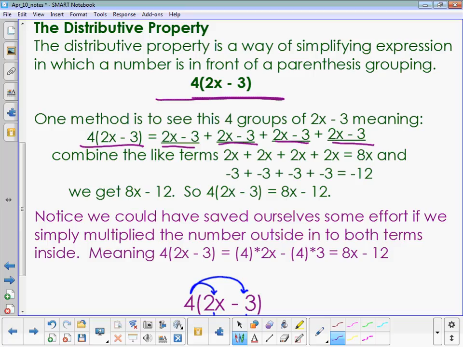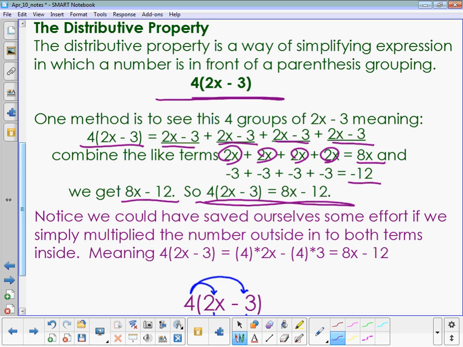Now I combine my like terms. I've got 4 of the 2x's, 2x plus 2x plus 2x plus 2x, so 2 plus 2 plus 2 plus 2 is 8x. And then I got the 4 negative 3's, and I got 4 of them together, I get negative 12. So I get 8x minus 12. So I have 4 times the quantity 2x minus 3, or 4 of those groups, is the same as 8x minus 12. Now notice 4 times 2 gets me 8, and 4 times negative 3 gets me the negative 12. So that number out in front is just multiplying both things inside.